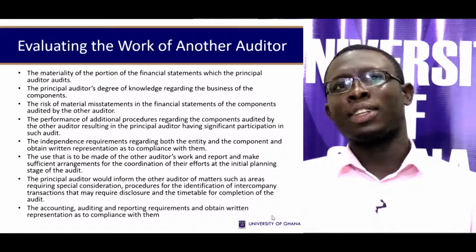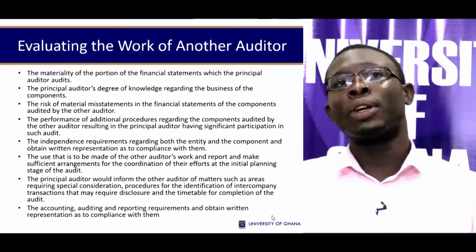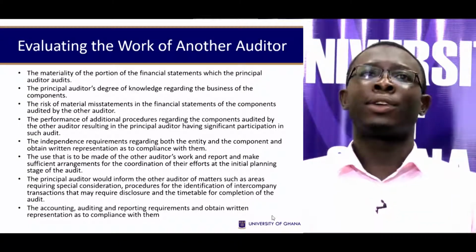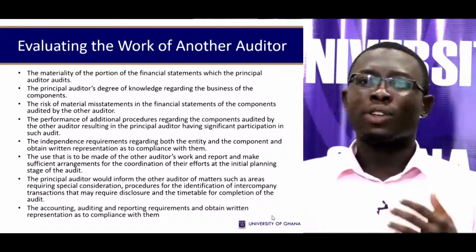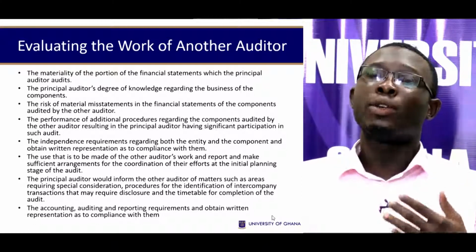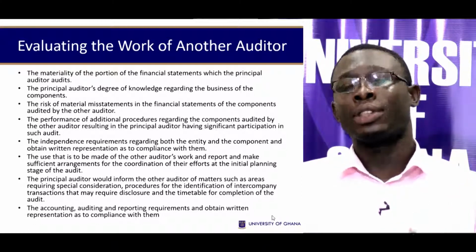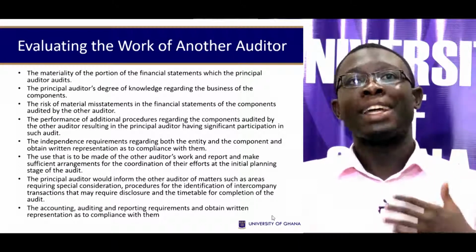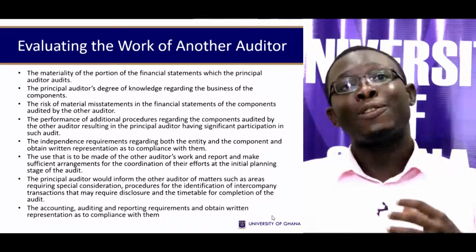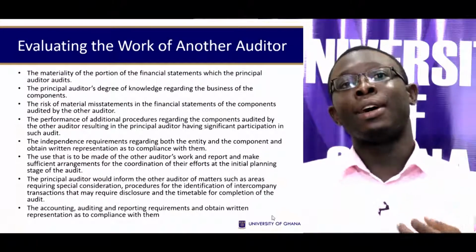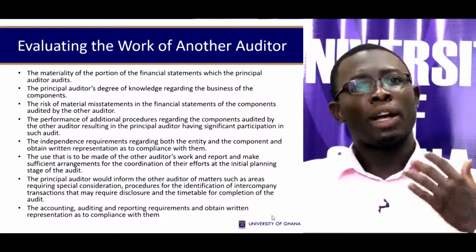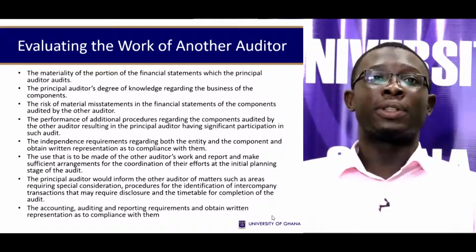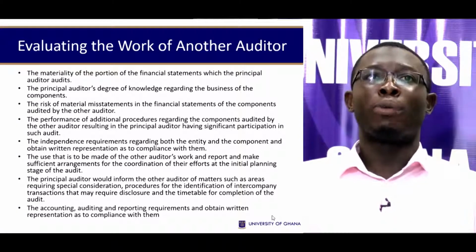The principal auditor's degree of knowledge regarding the business of the components, and the risk of material misstatement in the financial statements of the components audited by the other auditor, need to be considered. Additional procedures may be performed on the components audited by the other auditor, resulting in the principal auditor having significant participation in such audit. Remember, at the end it is the work of the principal auditor, and therefore whatever has been done by the other auditor, the principal auditor needs to look at. The accounting, auditing, and reporting requirements should be reviewed, and written representations obtained as compliance with them.